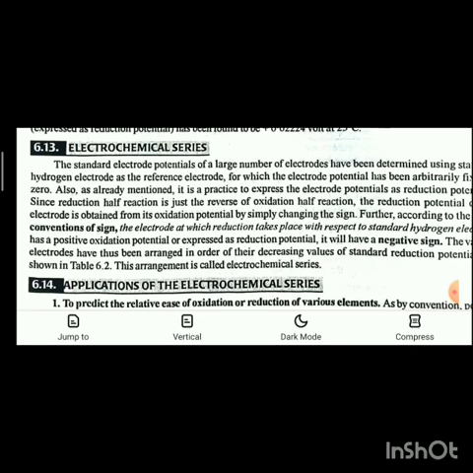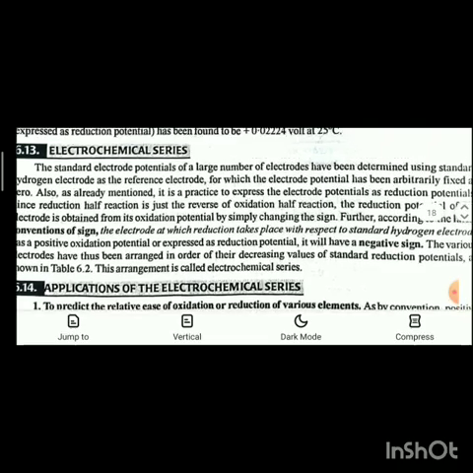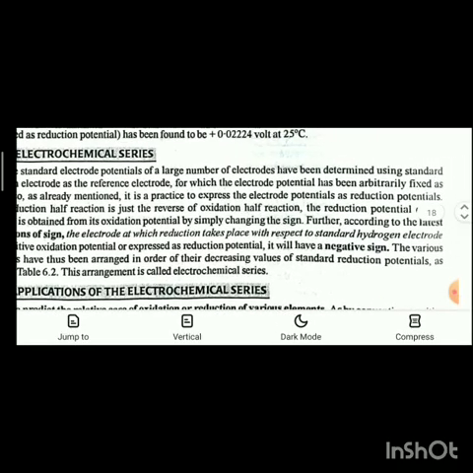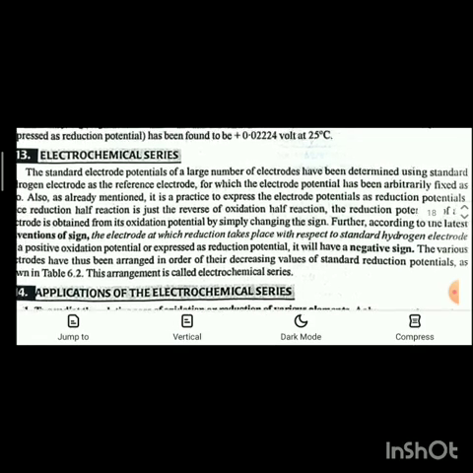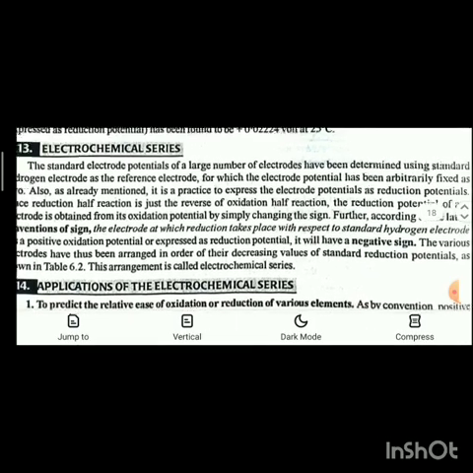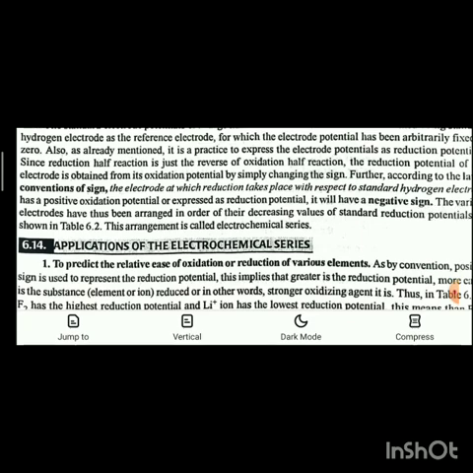Electrochemical series. The standard electrode potentials of a large number of electrodes have been determined using the standard hydrogen electrode as the reference electrode, for which the electrode potential has been arbitrarily fixed as 0. Also, as already mentioned, it is a practice to express the electrode potential as reduction potential, since the reduction half reaction is just the reverse of the oxidation half reaction. The reduction potential of an electrode is obtained from its oxidation potential by simply changing the sign.